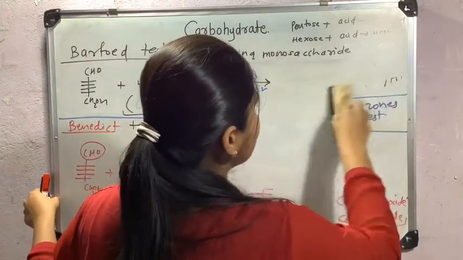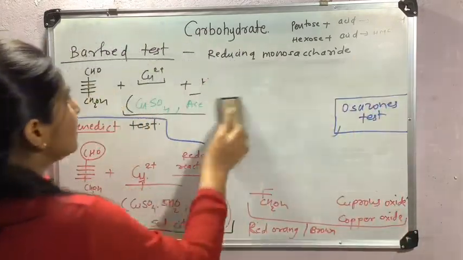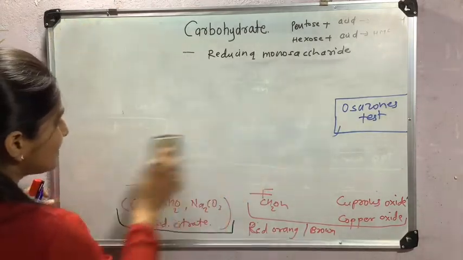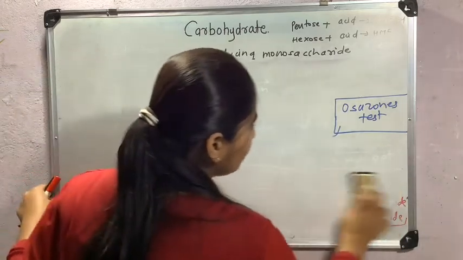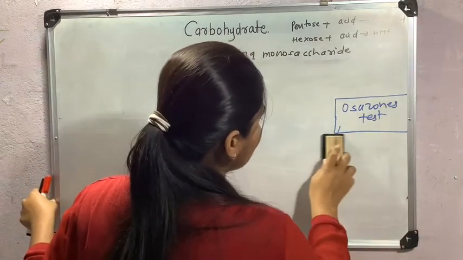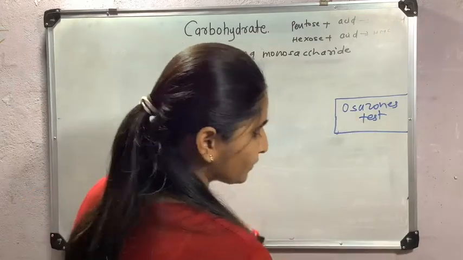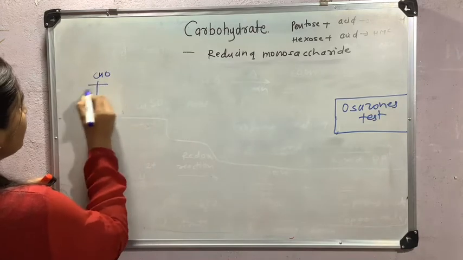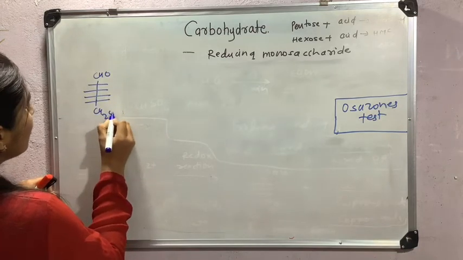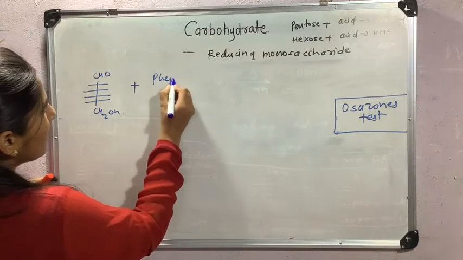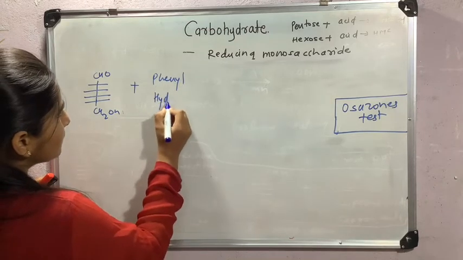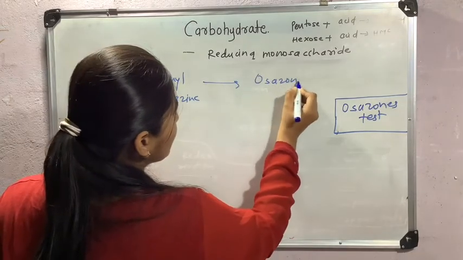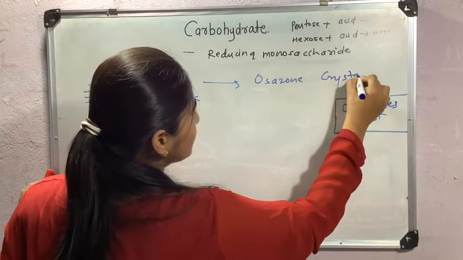In this test, reducing sugar will react with the reagent, which is phenylhydrazine. Remember this reagent, as it is asked in exams, and there is a question also in the Sanjeev Kumar Sharma book. In the Osazone test, a reducing sugar with an aldehyde group will react with phenylhydrazine to give osazone crystalline structure.